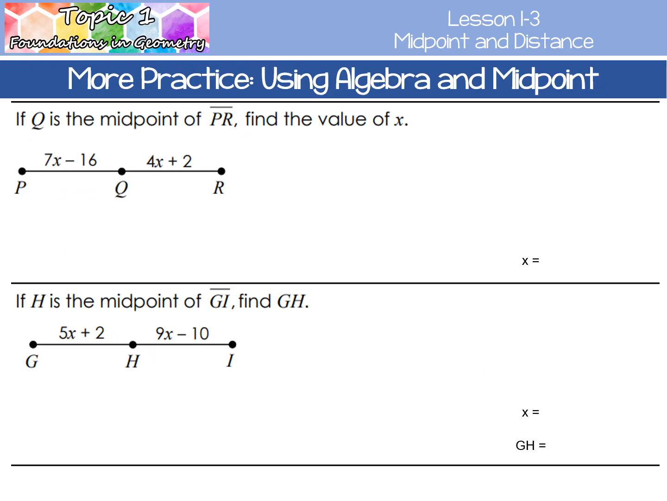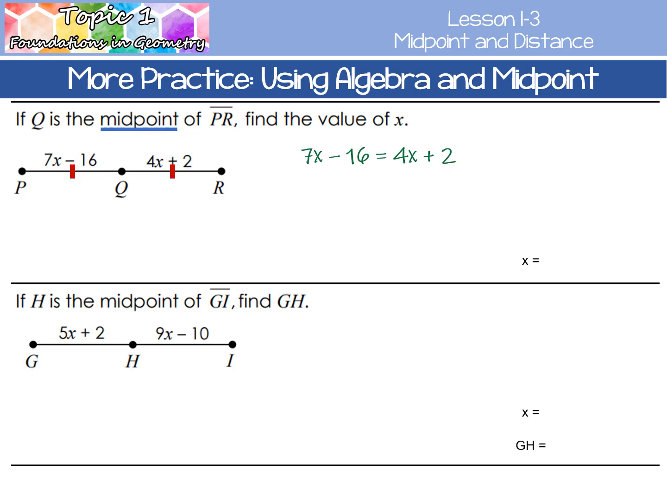A little bit different. We do know midpoint divides a segment into two congruent segments, and now we're doing algebra. So we need to set those two equal to each other. So 7x minus 16 equals 4x plus 2. We have x's on both sides this time.